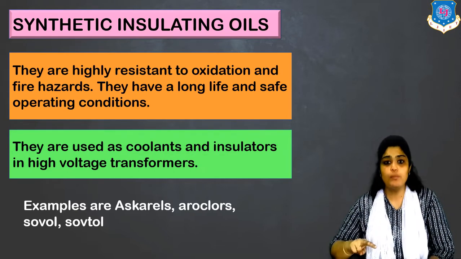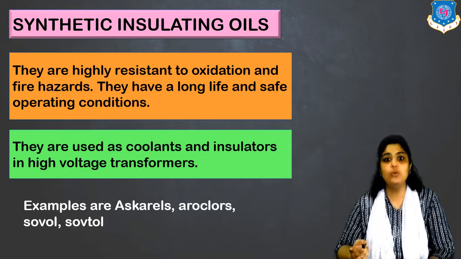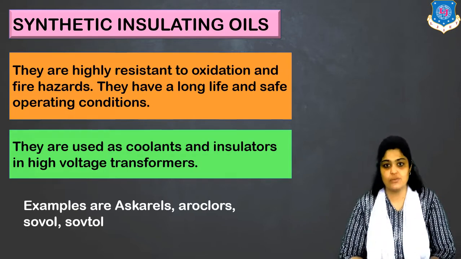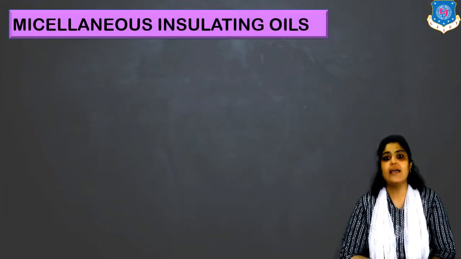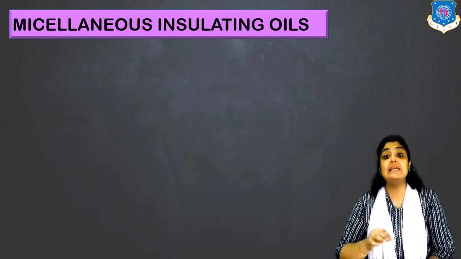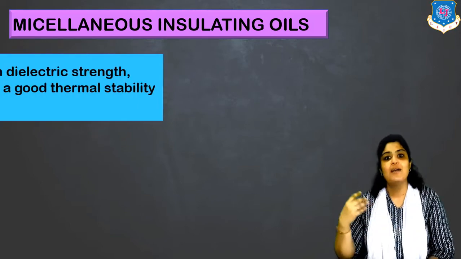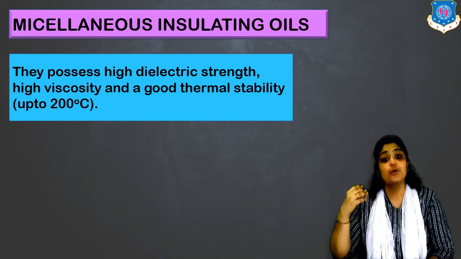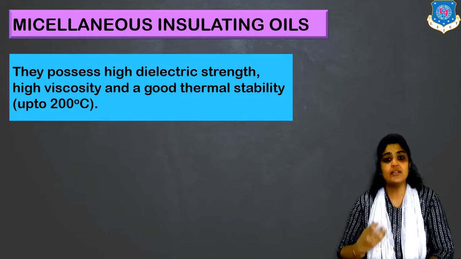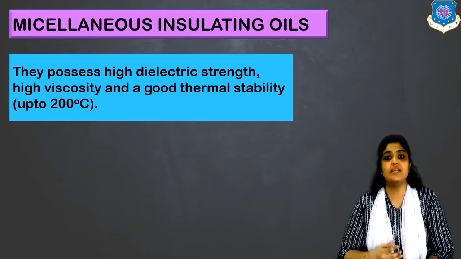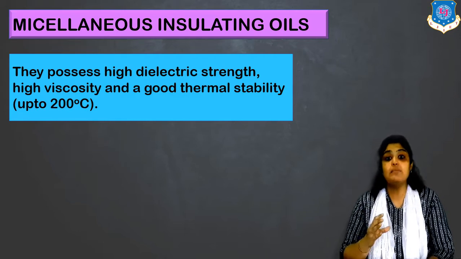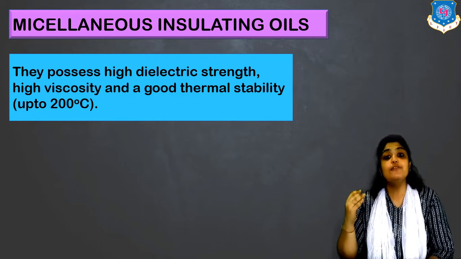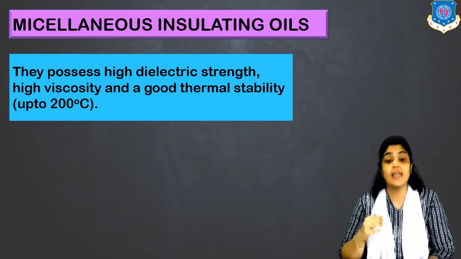There they serve two purposes. They serve the purpose of a coolant also and an insulator also. The next example of liquid dielectric is miscellaneous insulating oil. They have good dielectric strength, a very high dielectric strength, high viscosity and a thermal stability up to a temperature of 200 degrees Celsius. They can withstand such high temperatures.